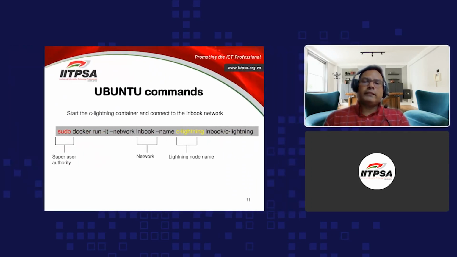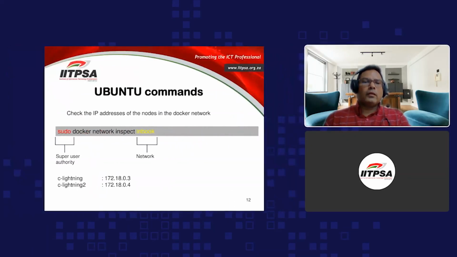You can see this is also a command, and this one will try and create the first Lightning network node inside the Docker network. Then if you use Docker network inspect, you'll be able to see a list of all the nodes running in it, and you can see the IP addresses of those nodes. So C-Lightning has an IP address of 172.18.0.3, and we can use this when we try to connect nodes together, etc.